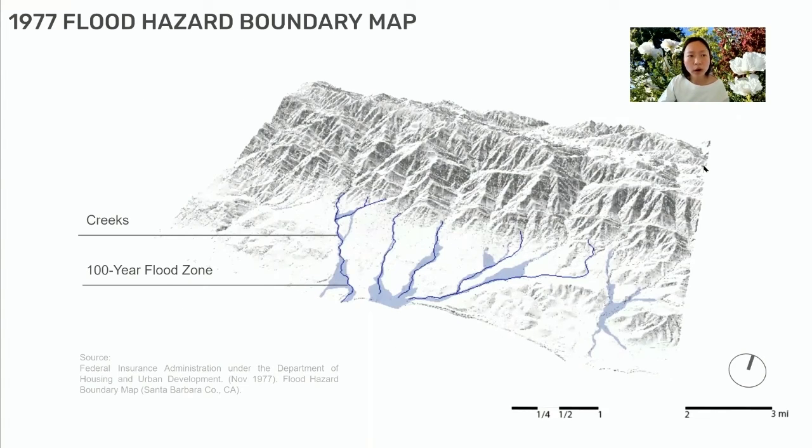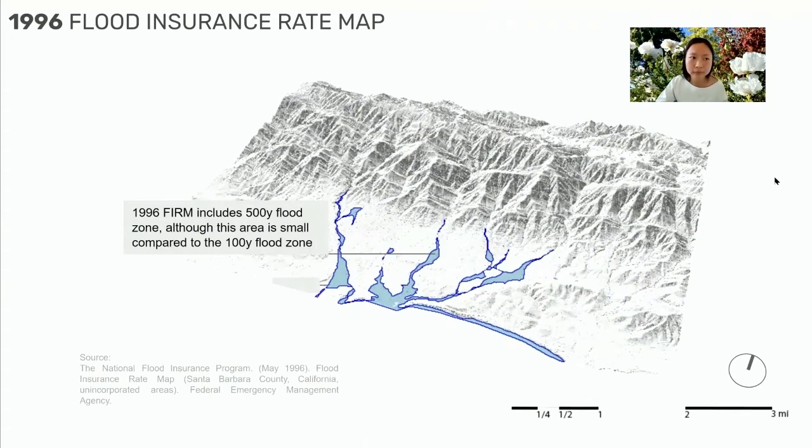So now let me walk you through the different FEMA flood maps that we've analyzed. The earliest one, which is also assumably the first flood map for Montecito, was created in 1977 and known as the Flood Hazard Boundary Map by FEMA. And this happened 2 years before Montecito joined the National Flood Insurance Program in 1979.